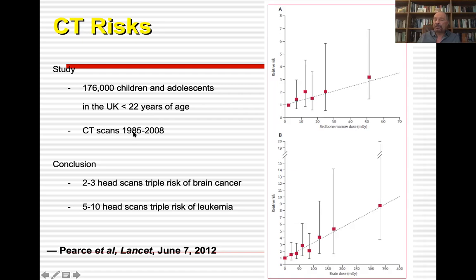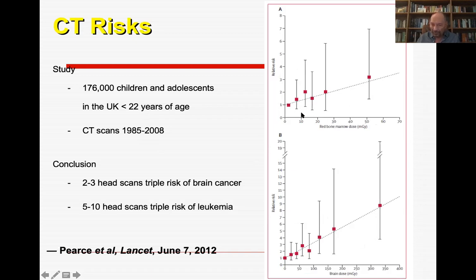CT scans between 1985 and 2008, and you see here the relative risk for leukemia as a function of the bone marrow dose. You see the clear increase, linear, and this is the relative risk of CNS malignancy as a function of the brain dose. You see the doses are of course fairly high. Here you go up to 50 milligray, and here you go to 350 milligray.